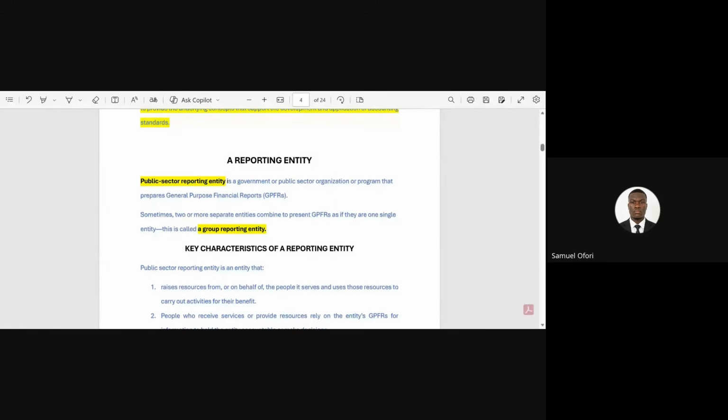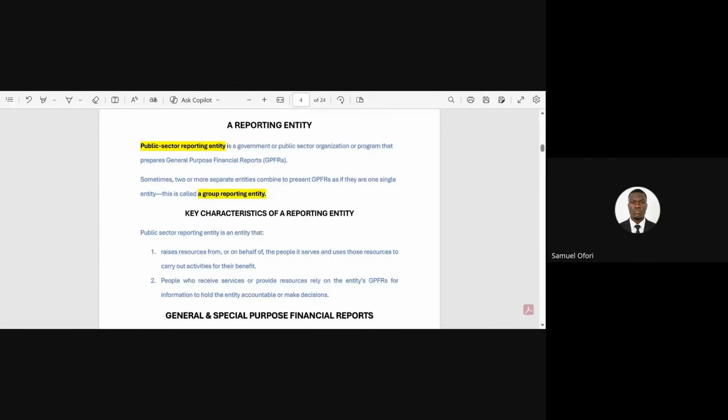So let's look at the key characteristics of a reporting entity. If you say a reporting entity, what are their features? The first is that it raises resources from or on behalf of the people itself and uses those resources to carry out activities for their benefit. So that's a main characteristic of a reporting entity. Please, if you have your notes with you, write this or put it in your permanent memory, because these things have been coming up very often.